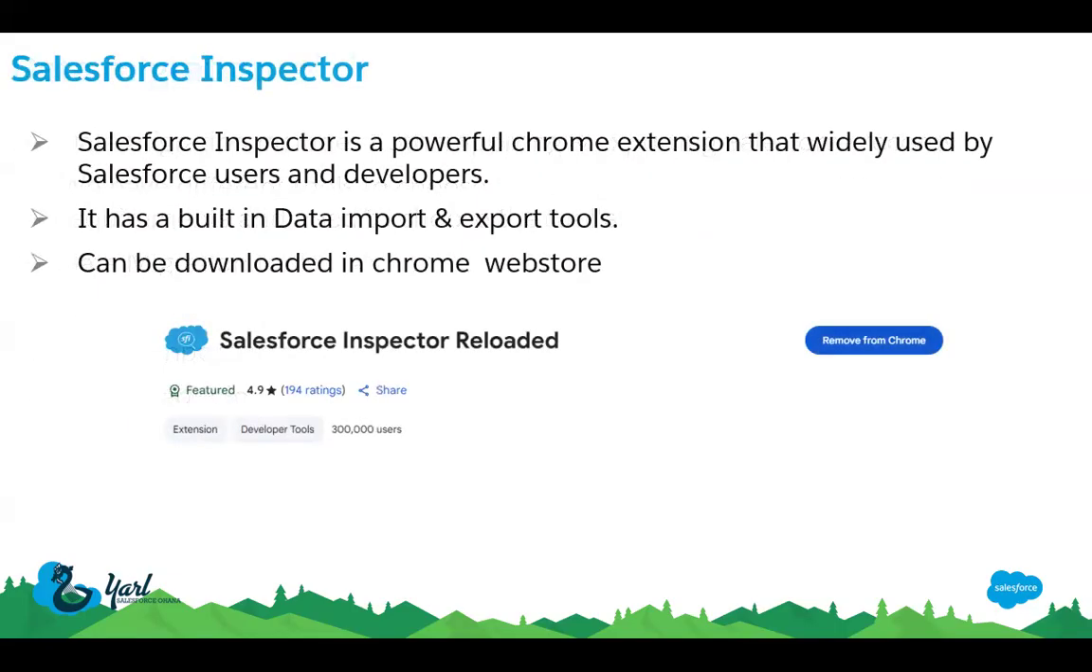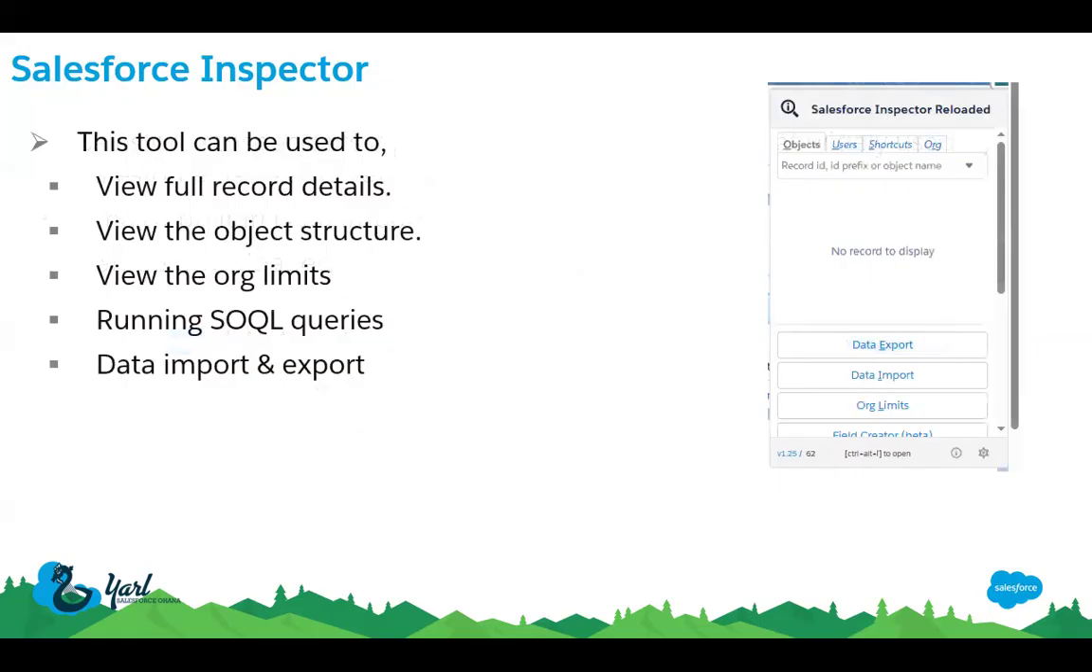So Salesforce Inspector, as I mentioned, is a powerful Chrome extension that is widely used by Salesforce users and developers. It has built-in data import and data export tools. You can go to the Chrome Web Store, and if you search for Salesforce Inspector Reloaded, you can install this. Okay. So this tool can be used to view full record details, view the object structure, view the org limits, run SOQL queries, and do data import and export. So these are the actions you can perform using the Salesforce Inspector tool. That is the Salesforce Inspector tool UI.